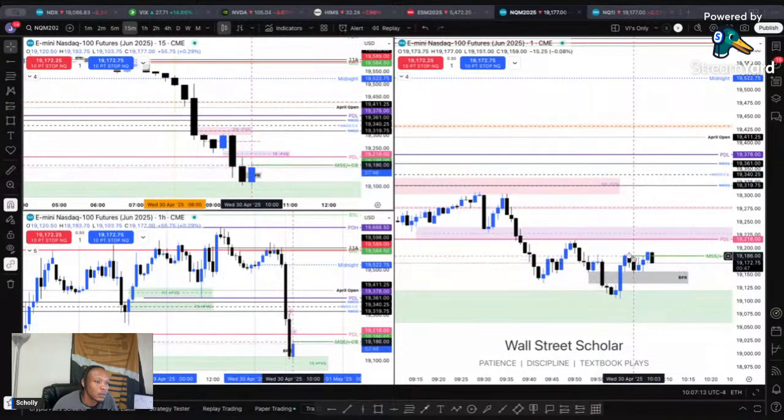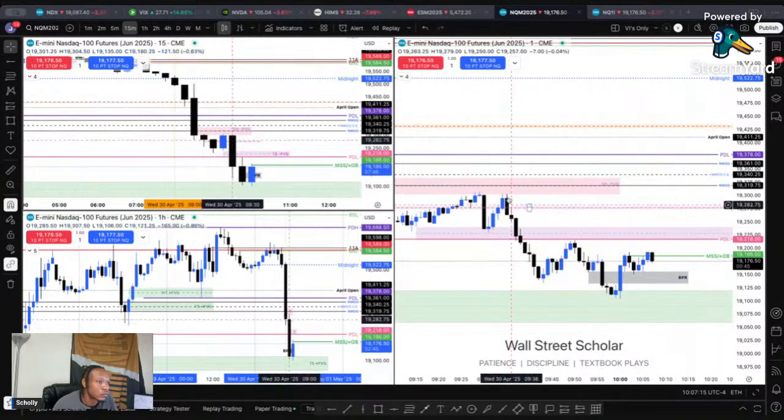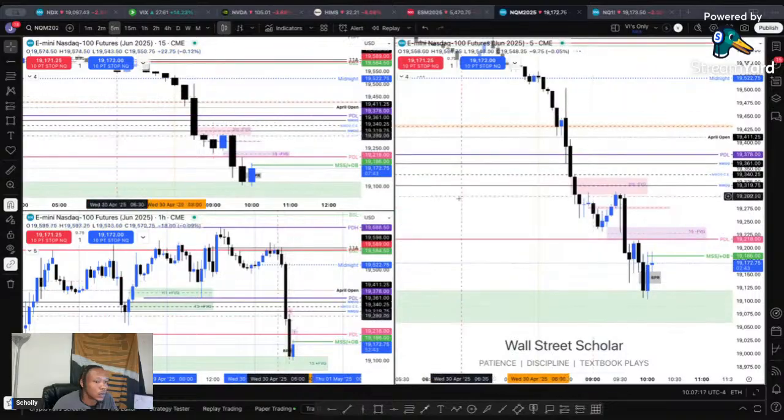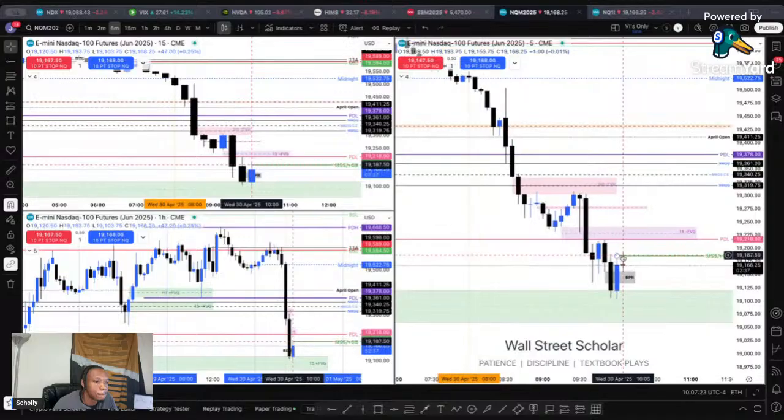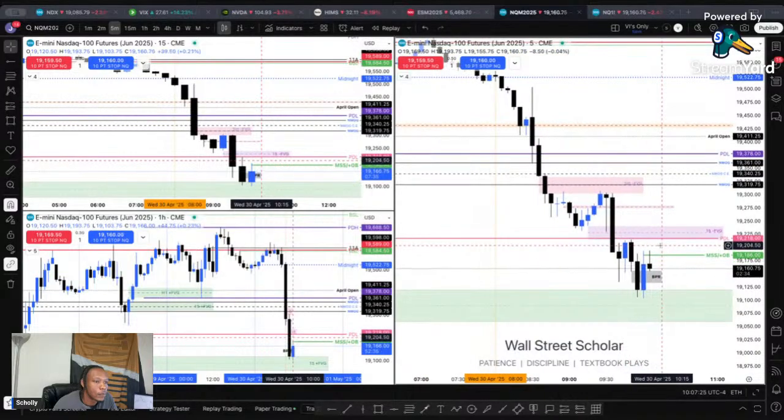Shift right here. But we still respecting the 5 minute though. You know what I'm saying? So this could be our shift to take it lower. Yeah. Close below these green candles. Like you said, still respecting that 5 minute order block.